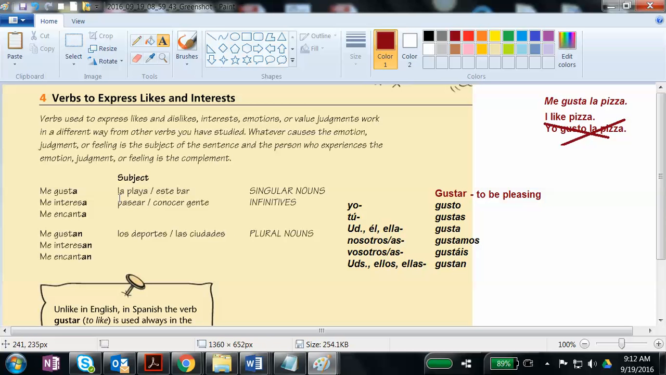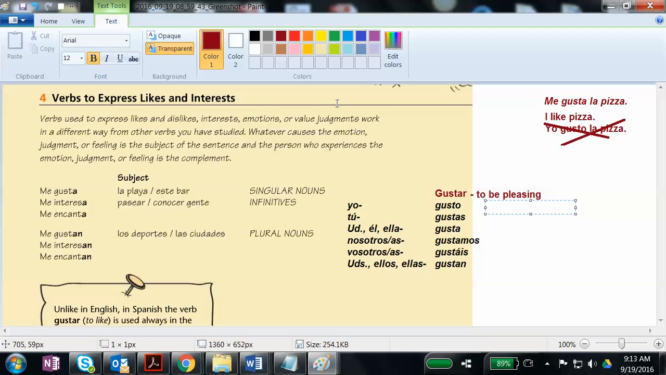So for example here, if I wanted to say I like the beach, what I'm really saying is the beach pleases me. This bar pleases me. Going for a walk or walking around interests me. Knowing people interests me. And so other verbs that work like gustar are interesar and encantar. So I can put them up there really quickly.